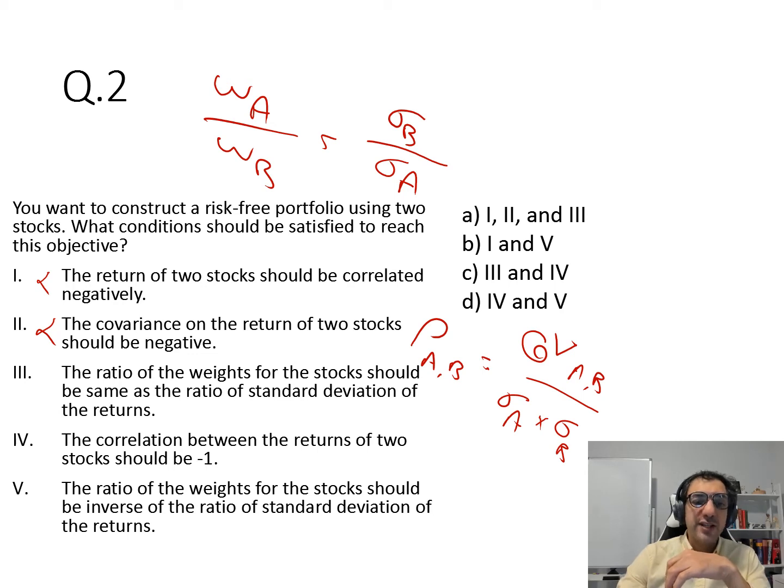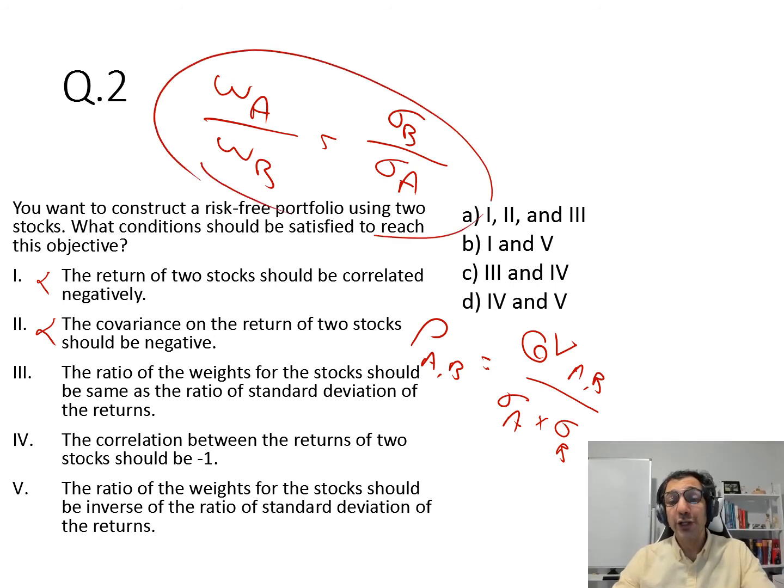The ratio of the weights for the stocks should be same as the ratio of the standard deviations of the returns. And remember, we talk about the weights, we talk about the standard deviation. However, the ratio should be in the reverse format. So that's why the statement 3 is not correct. The correlation between the returns of two stocks should be -1. So this is the correct one, as we mentioned before. The ratio of the weights for the stock should be inverse of the ratio of the standard deviations of the return. So also this one is the correct one. So 4 and 5 are the correct ones.